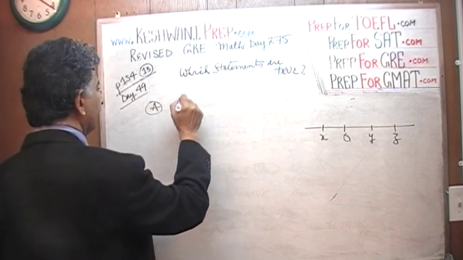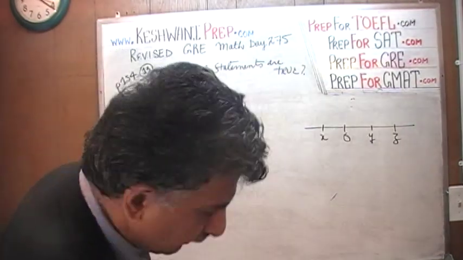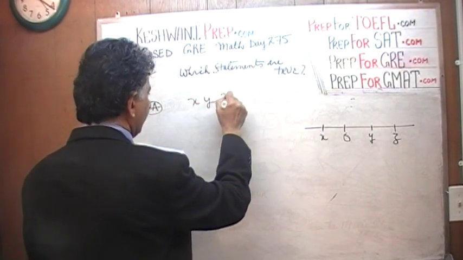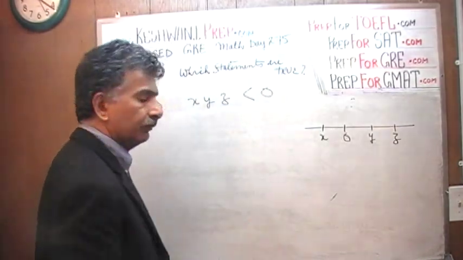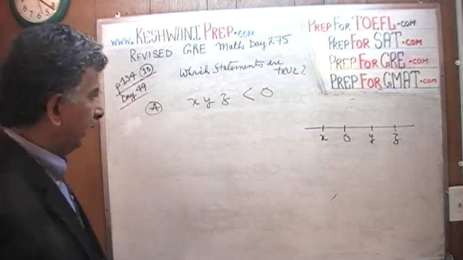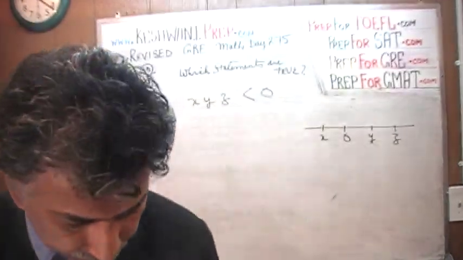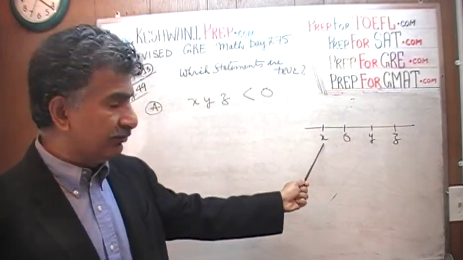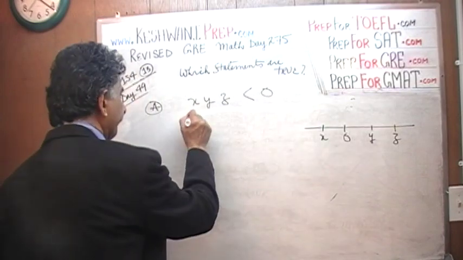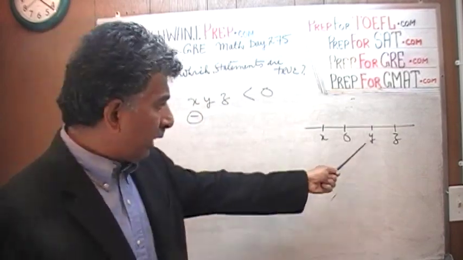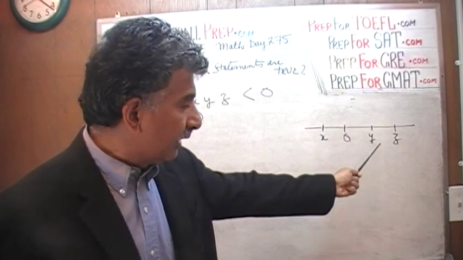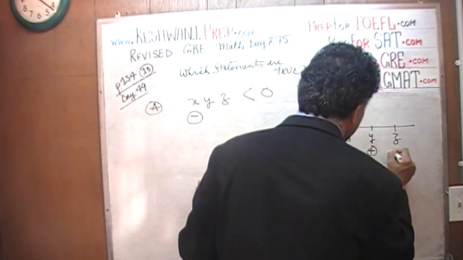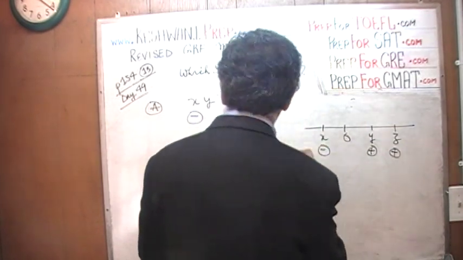The statement A says that the product of these three quantities, x times y times z, is less than 0. Well, let's see if that's true. X we can clearly see is to the left of 0. X is to the left of 0, which means x, whatever it is, is negative. Similarly, y and z, we can see clearly that they are to the right of 0. If they are to the right of 0, y and z are positive quantities. Y is a positive quantity, z is a positive quantity, x is a negative quantity.